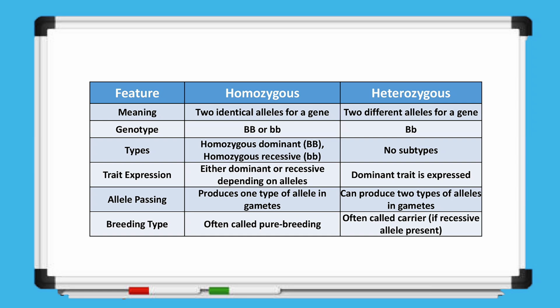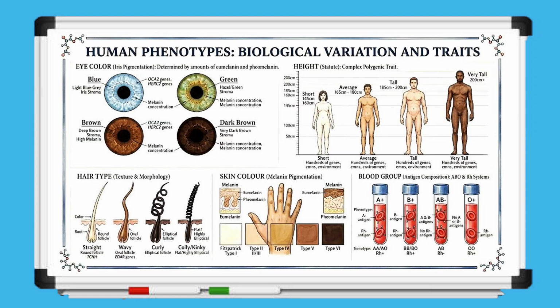When it comes to allele passing, homozygous individuals produce only one type of allele in the gametes, while heterozygous individuals can produce two different types of alleles. In terms of breeding, homozygous individuals are often described as pure breeding, whereas heterozygous individuals are often referred to as carriers if they contain a recessive allele. This comparison can be explained clearly with simple examples from human traits.